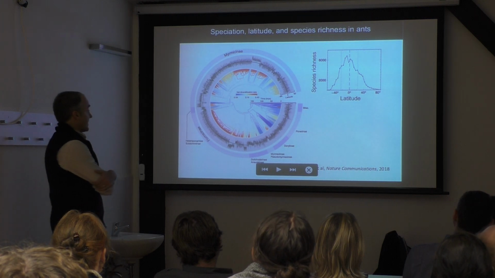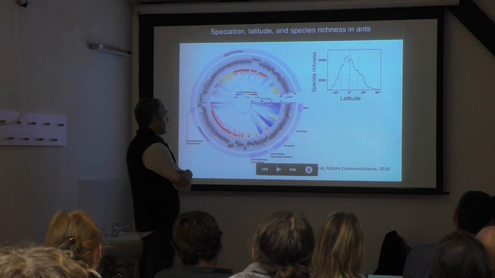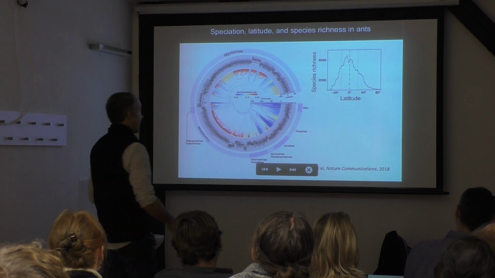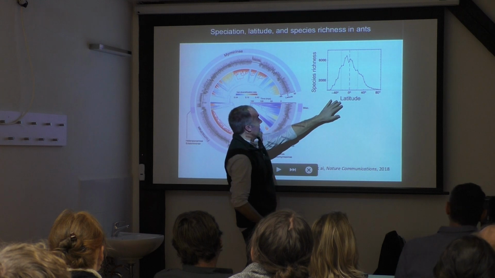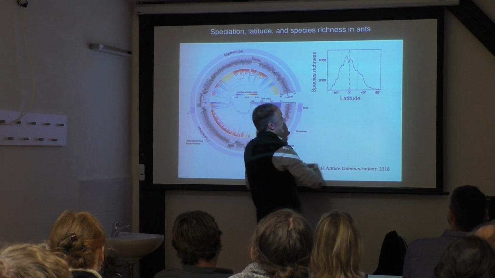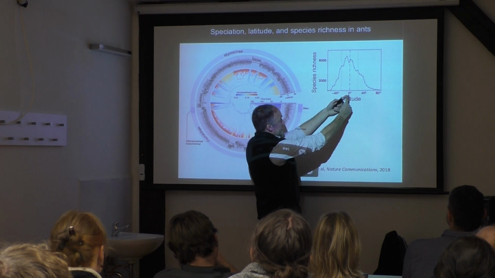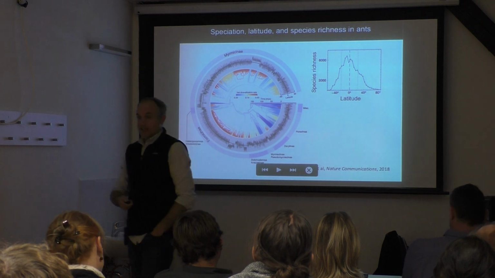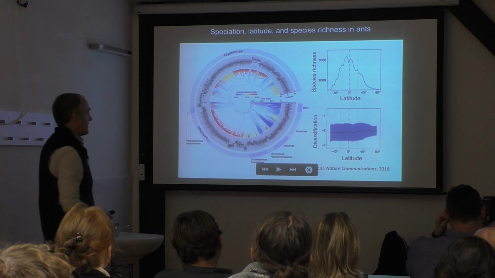This is a paper by Economo et al. last year looking at ants. This is the latitudinal diversity gradient in ants right here. Again you have this nice latitudinal diversity gradient, where species richness is centered on the equator. They reconstructed speciation rates across a phylogeny of ants, and they looked at how speciation rates stacked up with latitude.